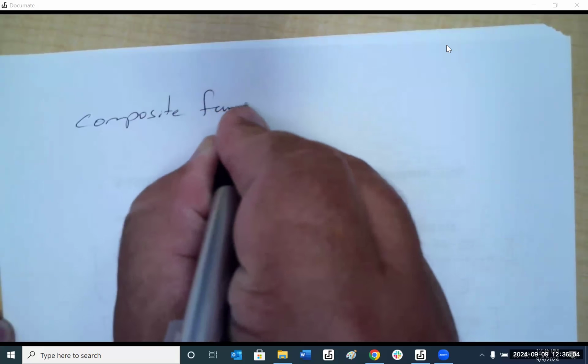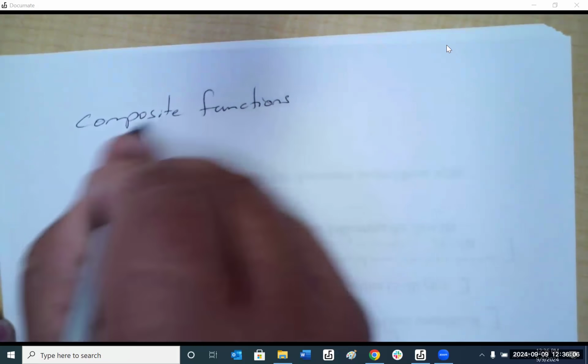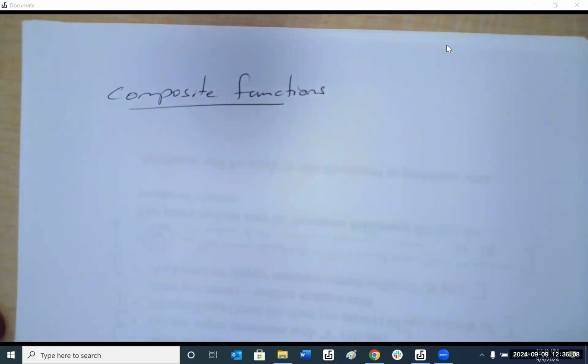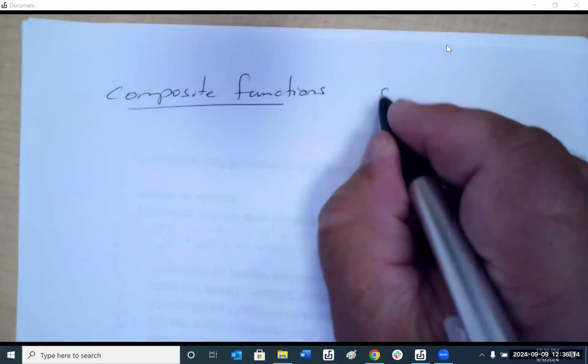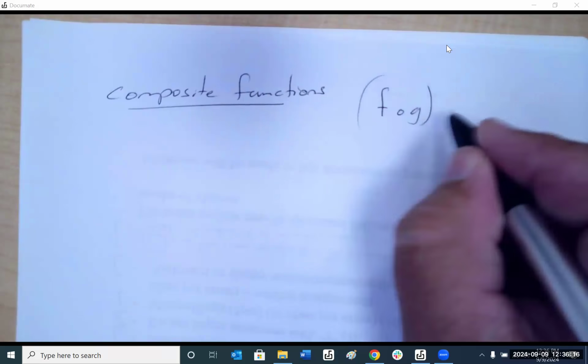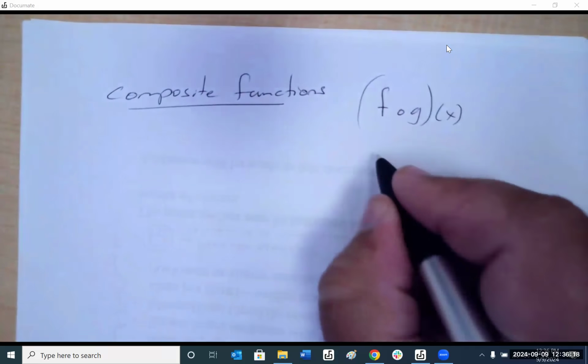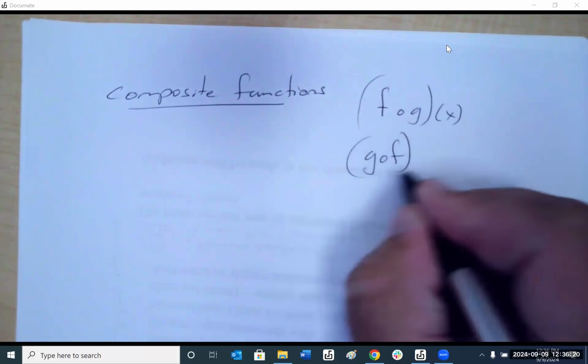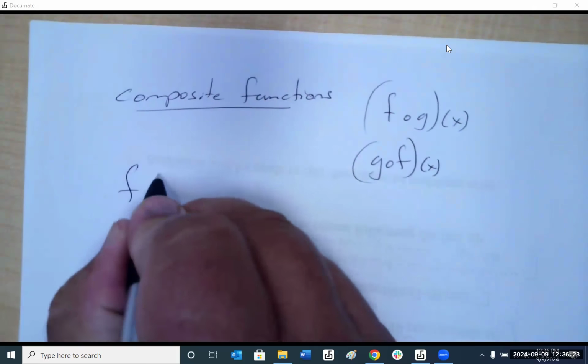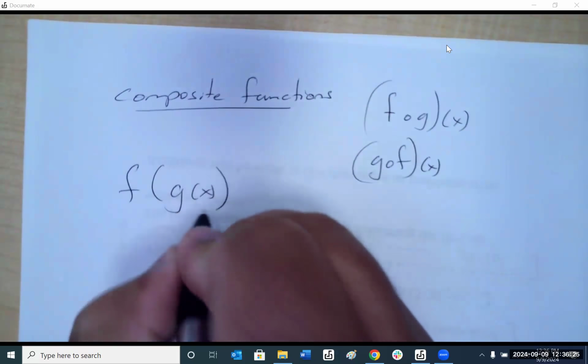How about composite functions? What are composite functions? Remember the f of g and g of f from algebra? They're functions within functions.